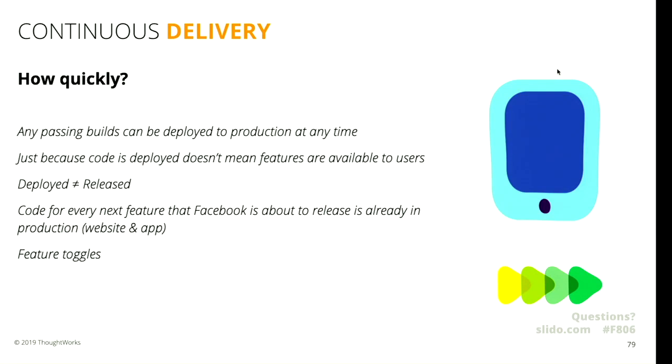Code, for instance, code for every next feature that Facebook is building or about to release is already in the website and in your phone. It's just not available to you yet. And the way you do that is using feature toggles.